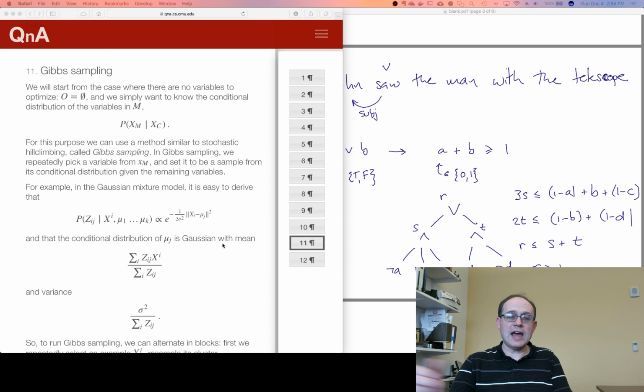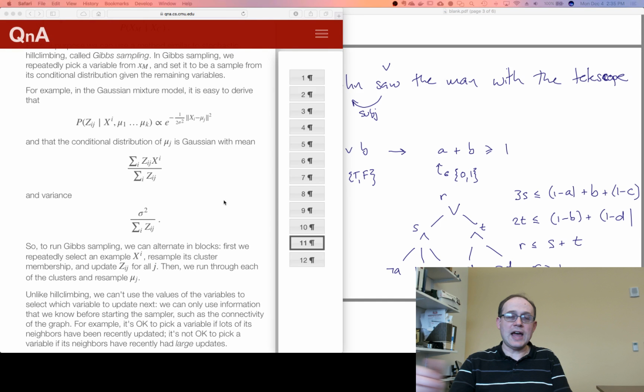So, here's an example. In the Gaussian mixture model, you can derive the conditional probability of all of our cluster assignments given the means. It's a probability where closer centers are more probable, with an e to the minus x squared fall off as you get farther away. And then the conditional distribution of the mean is basically a Gaussian whose center is the average of all of the points that are assigned to that cluster, and the variance depends on how many points are assigned to that cluster.